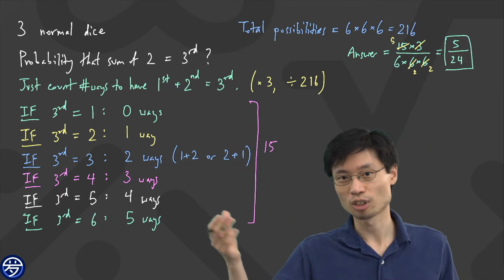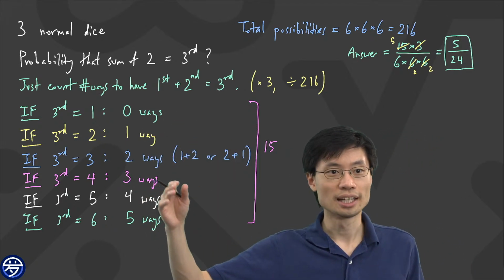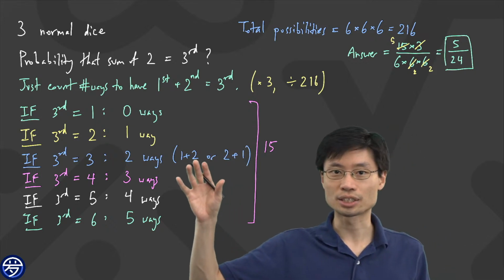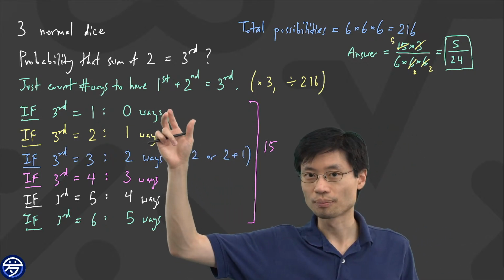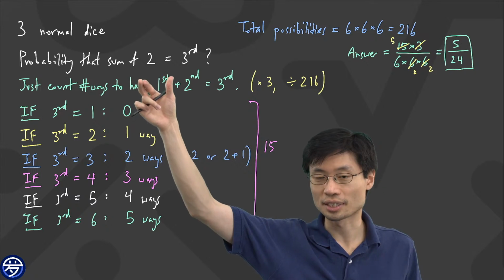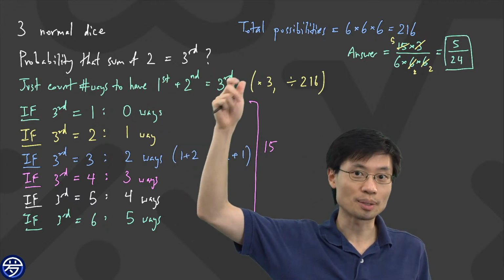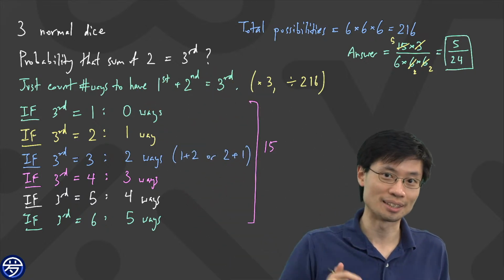And the thing to be careful about whenever you do these kinds of questions is you need to pay attention to the order. Right here we saw that you can have the first and the second add to the third, but the sum can be any of them. That's why there's a times 3 here.